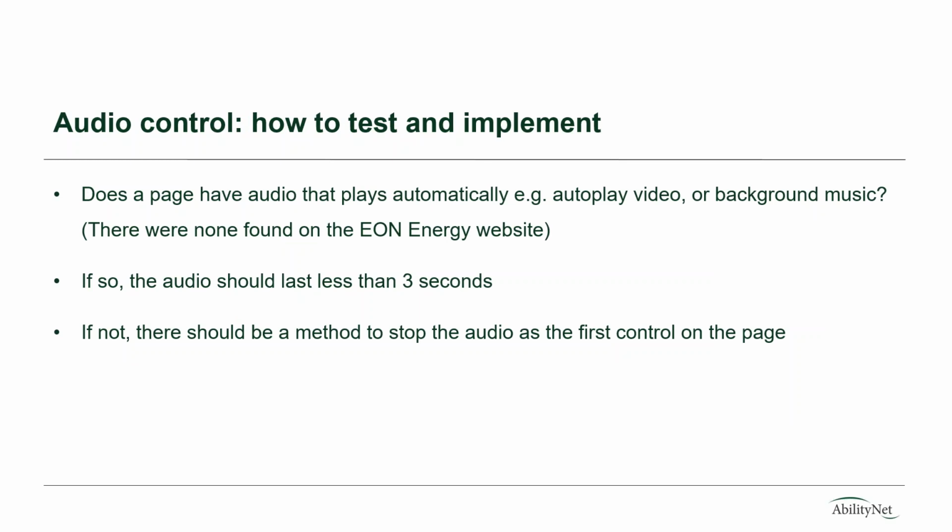So how can you test this? Very simply, if you've got headphones or a speaker rigged up to your computer, just browse through the pages you're testing and then listen out for any audio that plays automatically. This is more typically found on web pages that incorporate video, such as YouTube embedded pages or YouTube content that's been embedded, but it's very quick to check whether a page has audio that plays automatically.